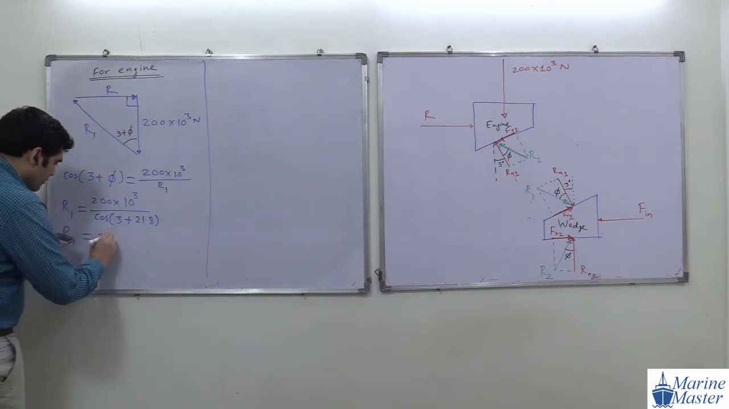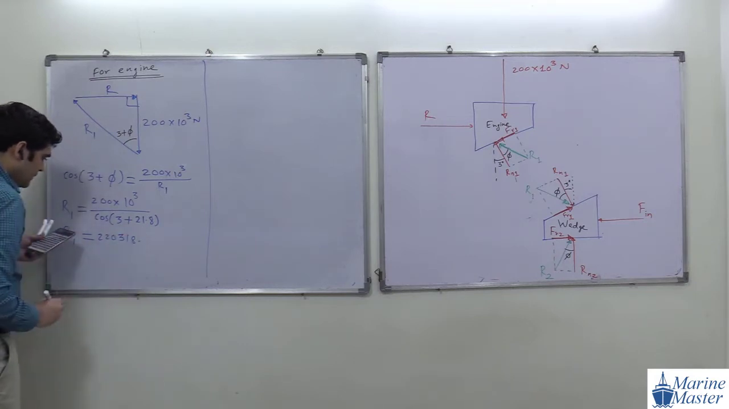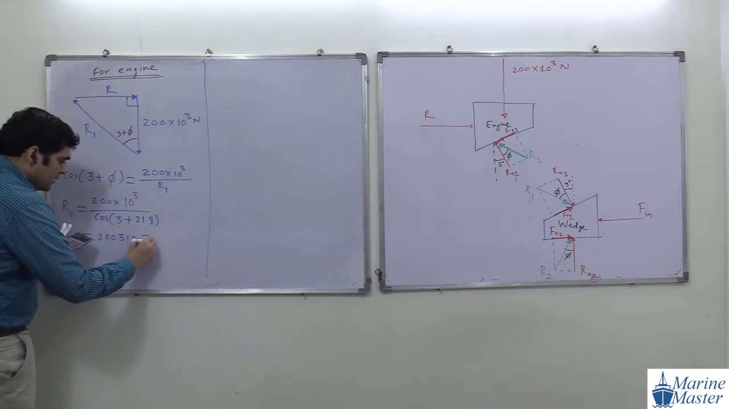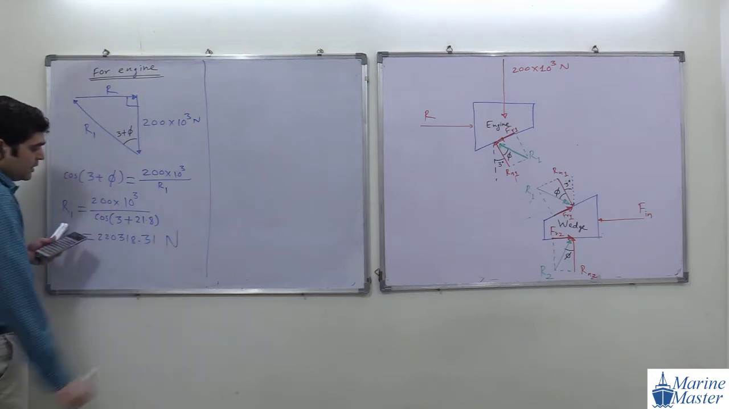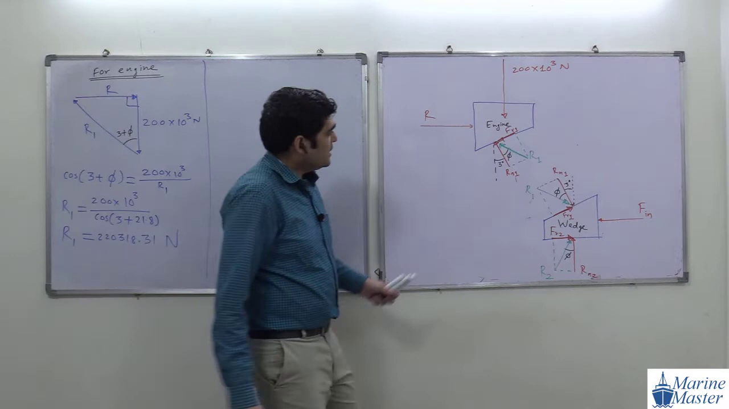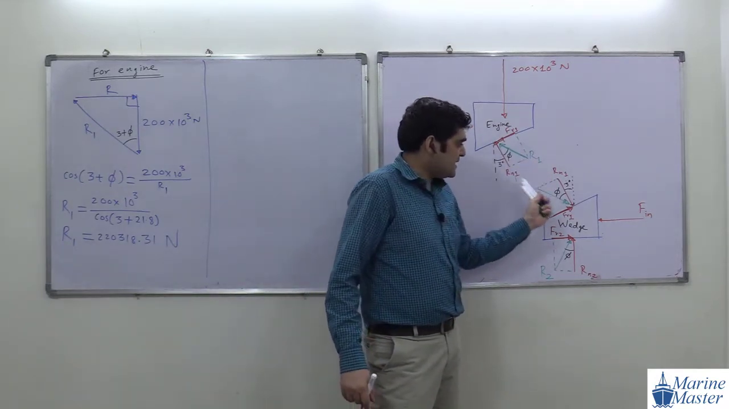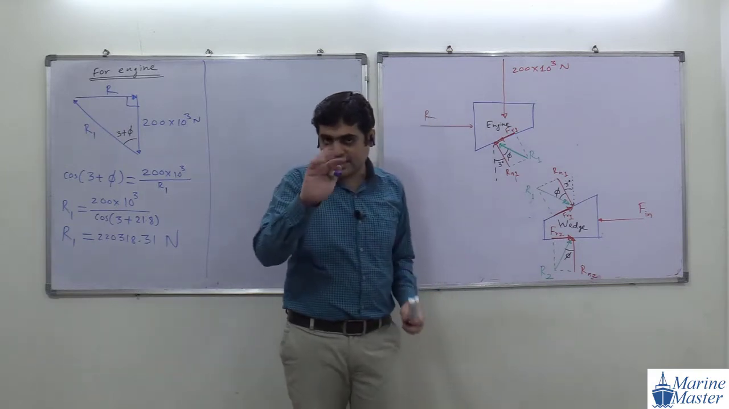220, very good. 318.31 Newton. Okay, so we got R1. Whatever the R1 here, the same R1 will be here. Action and reaction. See the point here.